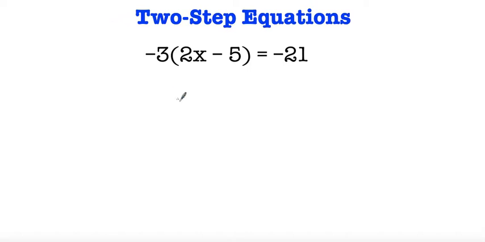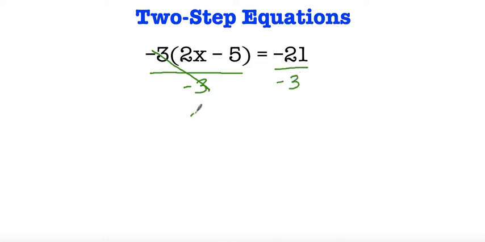And so here we have the same thing. We have negative 3 times 2x and negative 3 times negative 5. And what we could do is we could divide by negative 3 to cancel this out. And whatever we do on the left side, we have to do on the right side. So we could divide by negative 3.